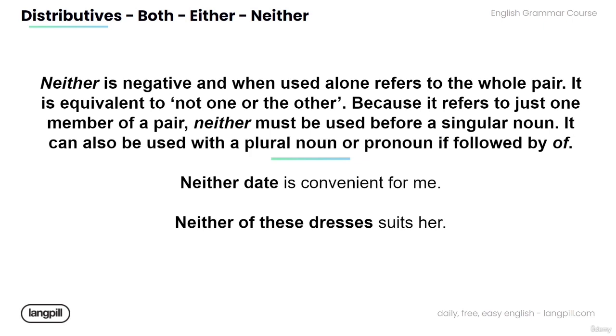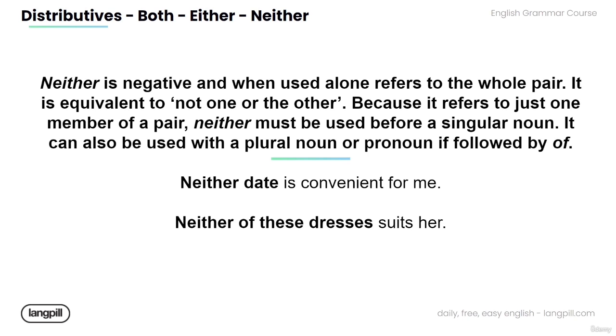Now the opposite of either would be neither. You can pronounce it both ways, neither or neither. This is the negative version, right? If either was the positive version, we would consider neither the negative. So again, this is just like before with either. It's used to refer to one item of a pair, but you're referring to these things together. It means you don't want this one or the other item.